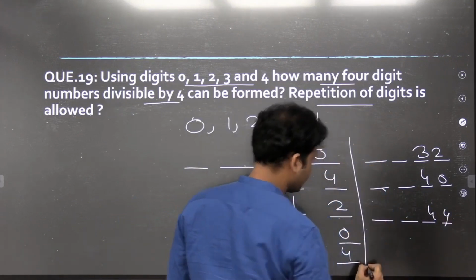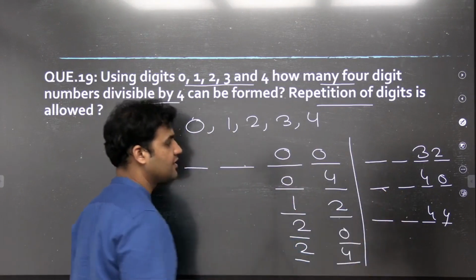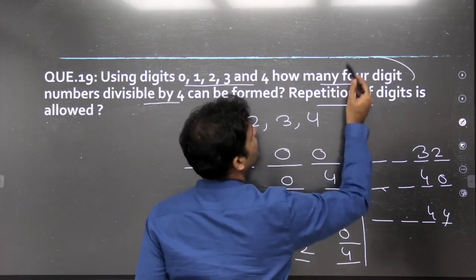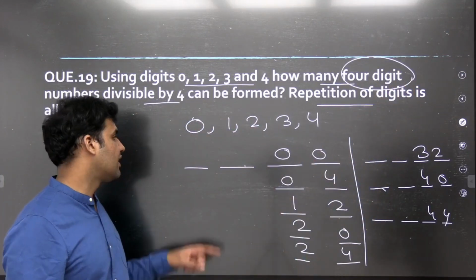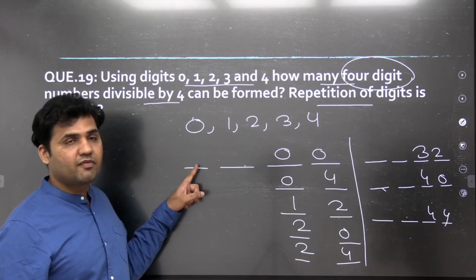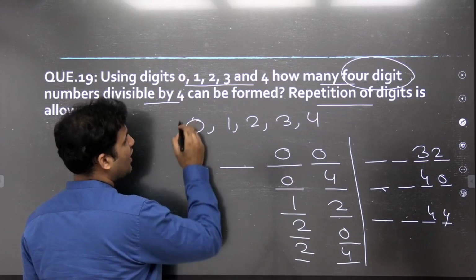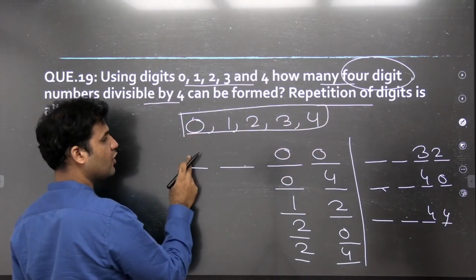So these are the number of cases: 1, 2, 3, 4, 5, 6, 7, 8 cases. Now, keep in mind that I have to make a 4-digit number here. If the number of digits is specifically mentioned, the first place cannot be filled with 0. Repetition of a digit is allowed, but 0 will not be coming over here.